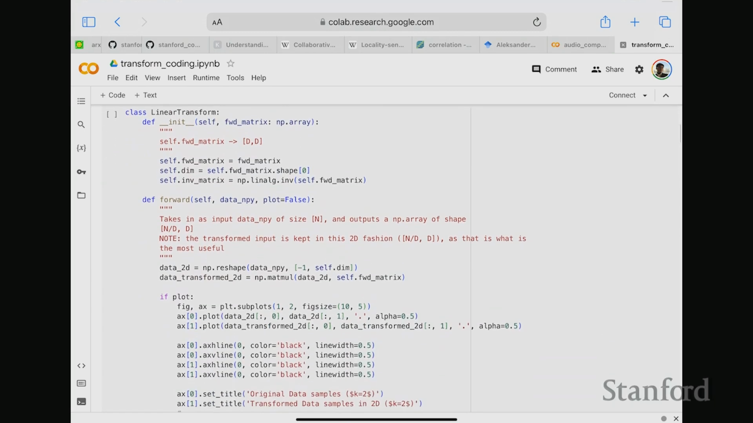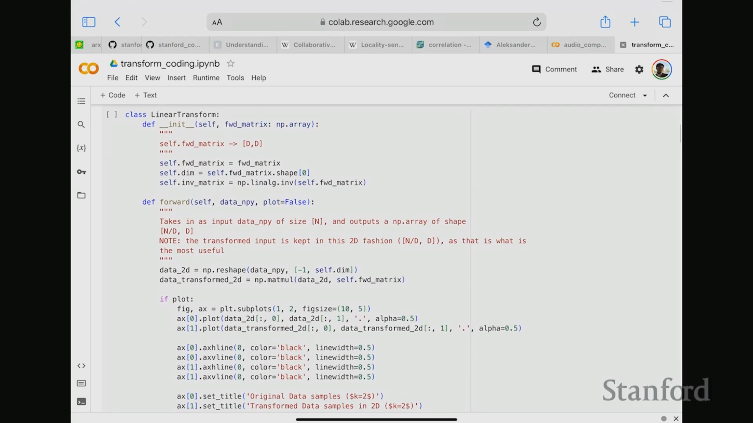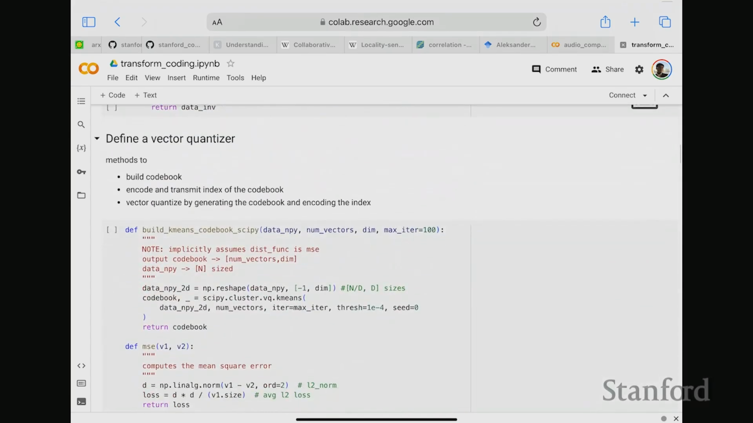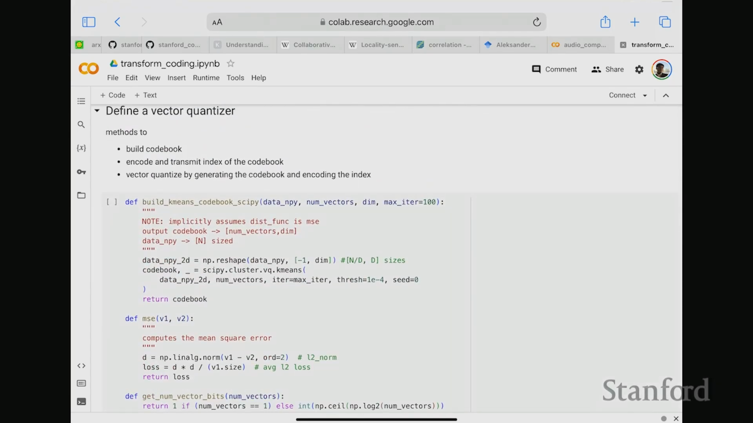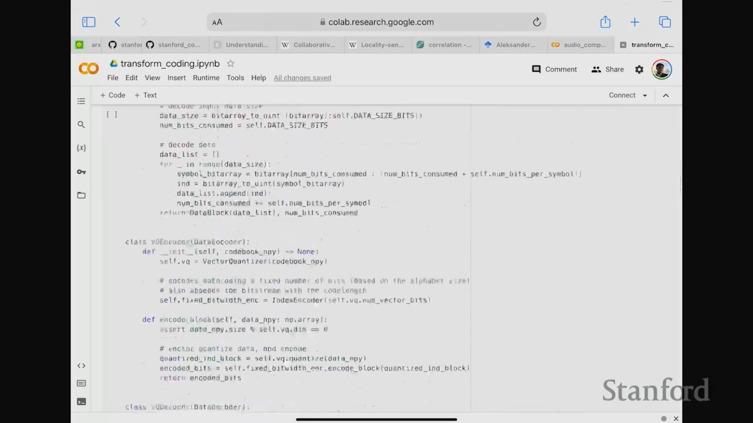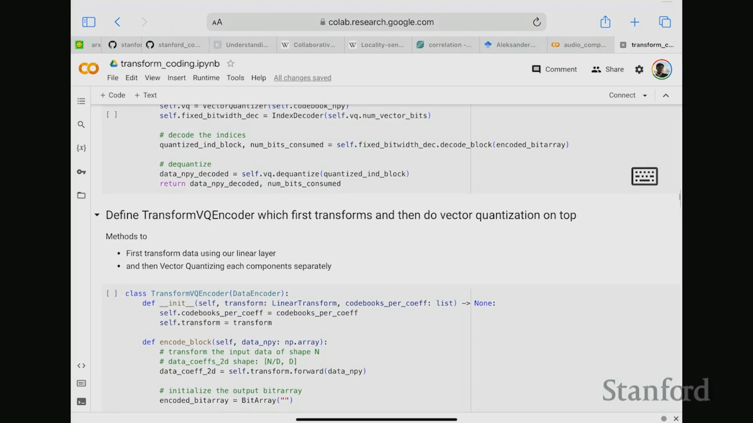Okay. So first we implemented some linear transform, because our KLT is basically a linear transform. You have to define some vector quantizer, because you need a quantizer at the end of the day after you get these streams to actually do lossy compression. And finally, we also did this transform VQ encoder and decoder, which first transforms the data using a linear layer and then vector quantizes each component separately.